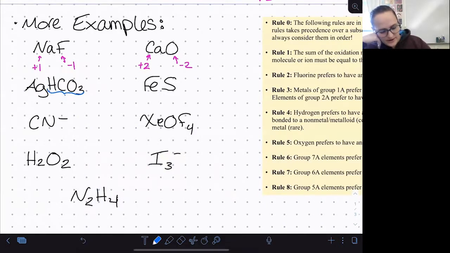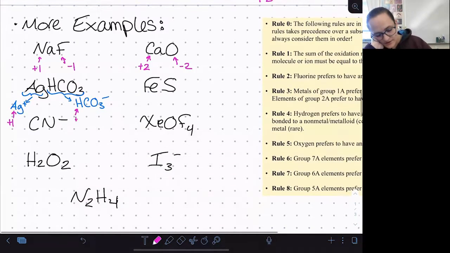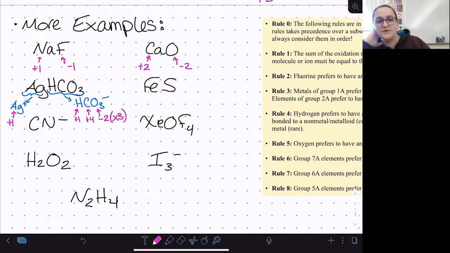This one, we've got a polyatomic ion, so we want to split these apart and treat them separately. So since we recognize this as the polyatomic ion bicarbonate, we know that that has a -1 charge, which means our silver must have a +1 charge. So its oxidation number must be +1. In the bicarbonate ion, we have hydrogen with the strongest preference for +1, oxygen with the next strongest preference for -2, and there are 3 of those guys. So currently we have a grand total here of -5. We have -2 times 3 is -6, plus 1 is -5, and we need a total of -1. So our carbon must be +4 in order to make that happen.